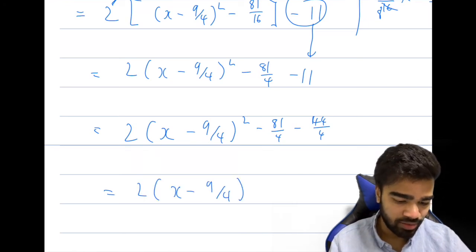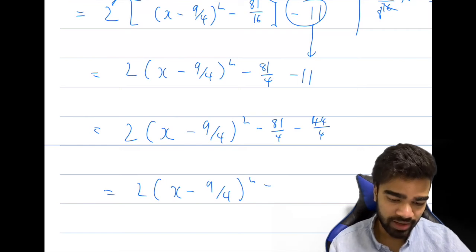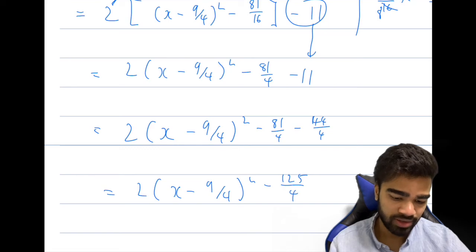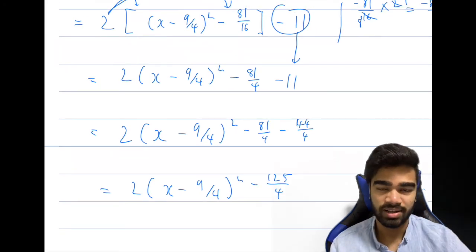2x minus 9 on 4 squared. What's negative 81 minus 44? That's negative 125, like so. So this would be your final answer, okay?